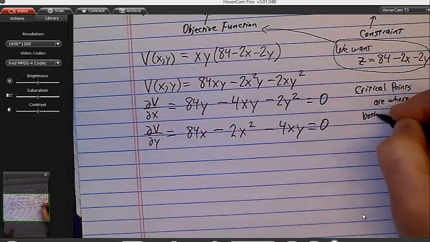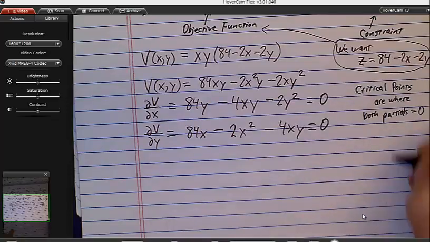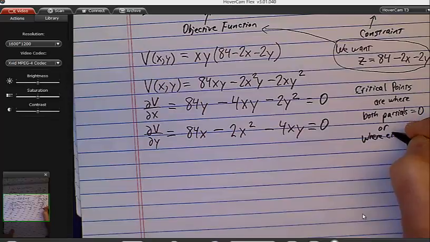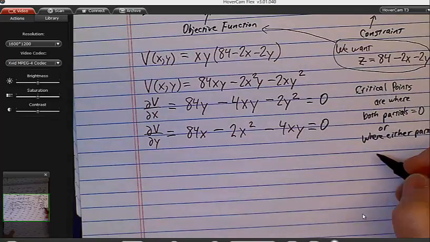Both partials equal 0, or where either partial is undefined. Do you know why I'm writing the rest of this? What other way can you get critical values? If either partial is undefined, you get critical values.